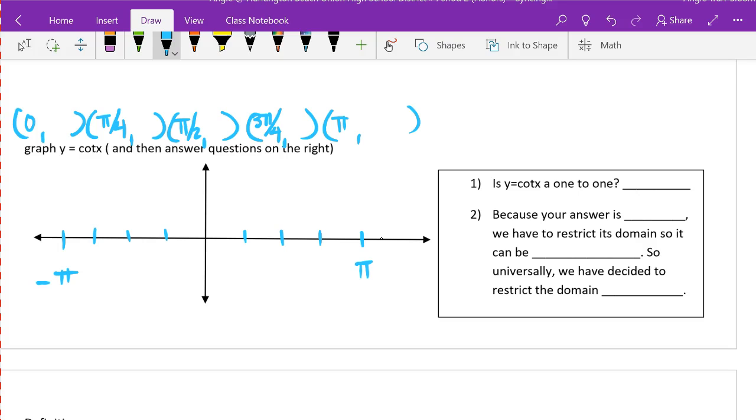Cotangent is what divided by what? 1 divided by tangent? No, cotangent is not the inverse of tangent. Cosine divided by sine. Beautiful. Here we go.